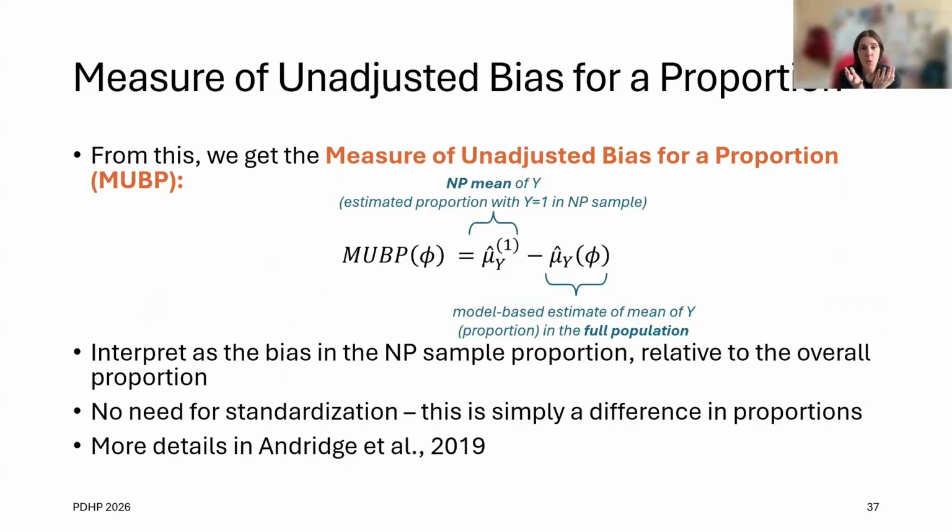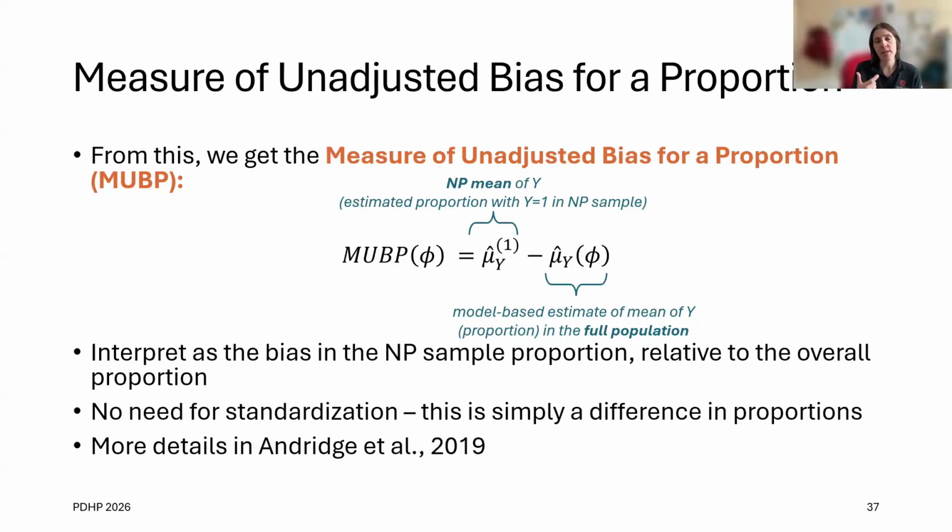So from this equation for the estimated overall proportion in the population that depends on phi, we can take that and just subtract off the observed in the non-probability sample to get a measure of bias. This one is the MUBP, which I don't think you can say out loud the way you can say SMUB, but it's really simple to interpret because we're talking about proportions, so we don't need to worry about standard deviations. We don't have to standardize anything.